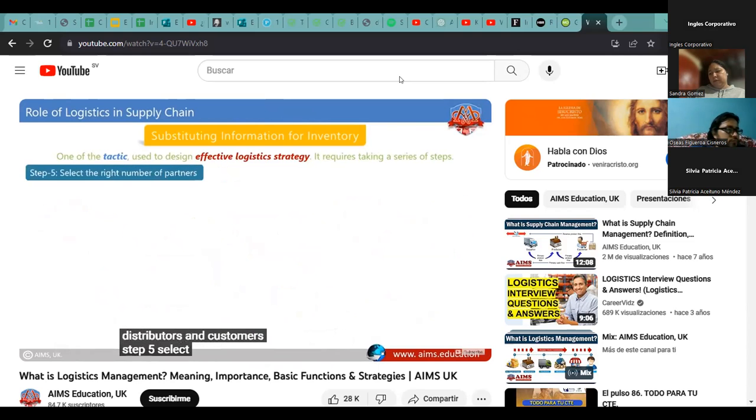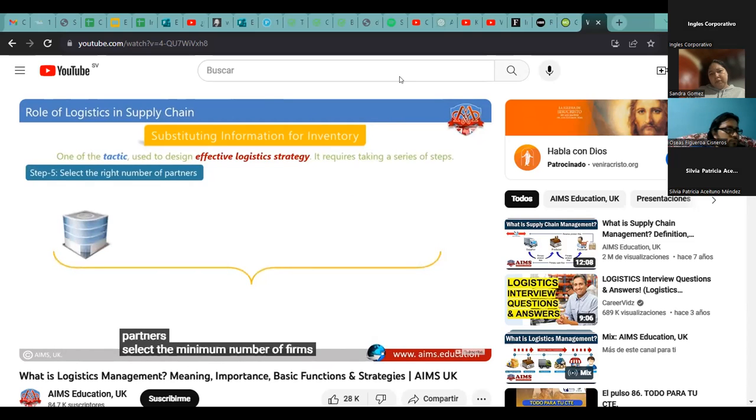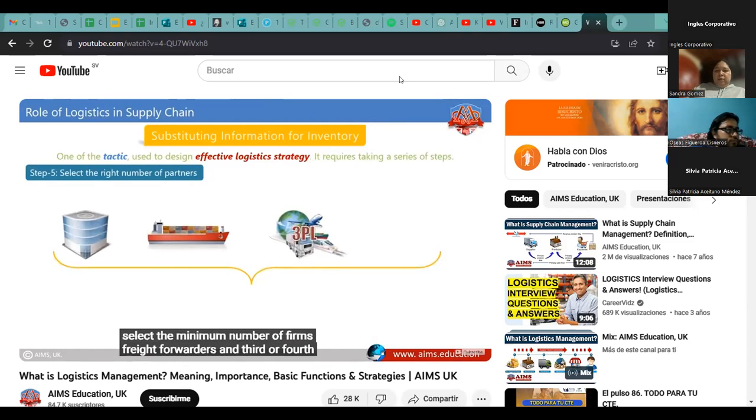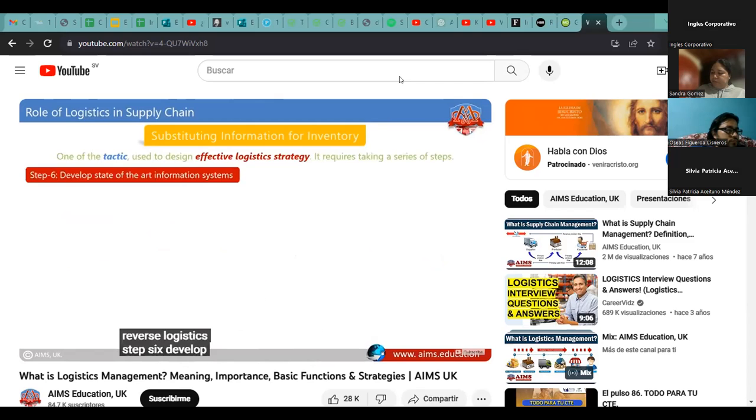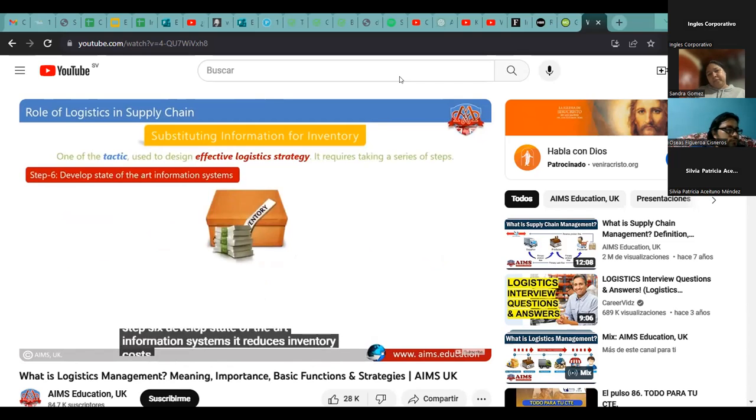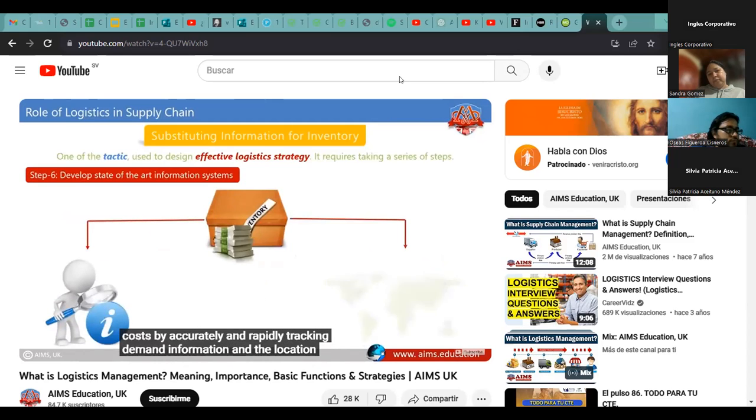Step 5. Select the right number of partners. Select the minimum number of firms, freight forwarders, and third or fourth party logistics to manage forward and reverse logistics. Step 6. Develop state-of-the-art information systems. It reduces inventory costs by accurately and rapidly tracking demand information and the location of goods.